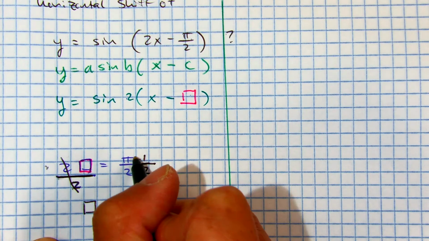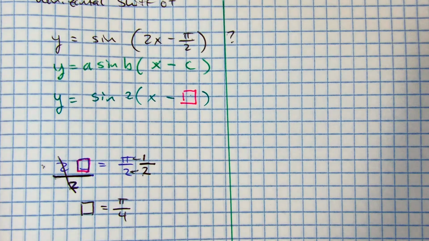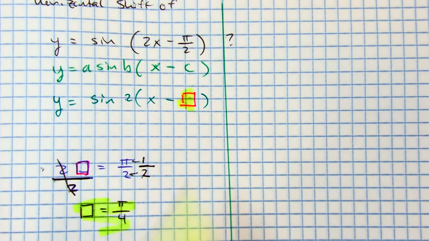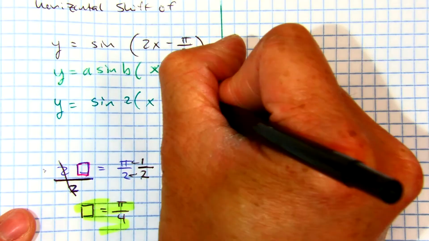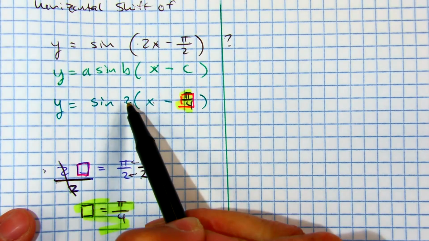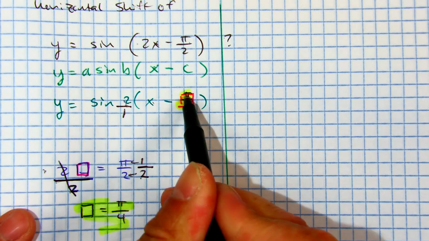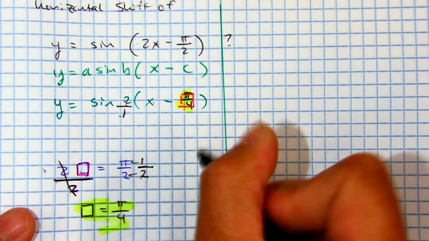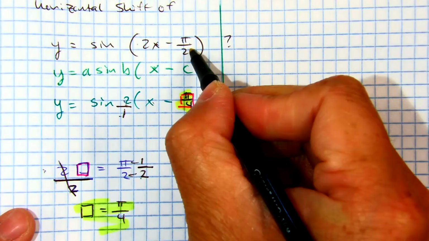Multiply across? Pi over 4. What goes there? Pi over 4. Watch. 2 times x is 2x. 2 is, make it a fraction by putting it over 1. 2 times pi is 2 pi, and 1 times 4 is 4. So you get 2 pi over 4, which reduces to pi over 2.